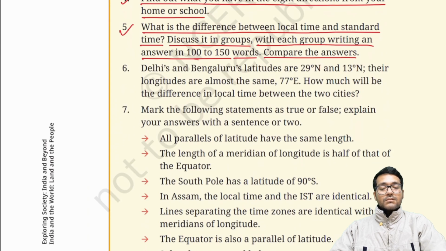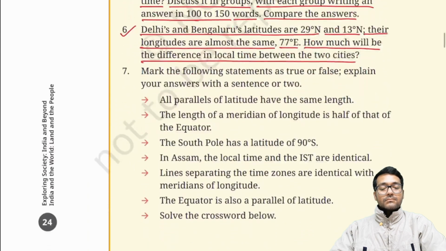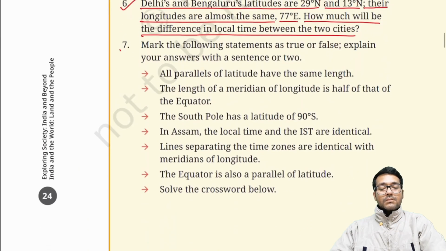Compare the answers. 6. Delhi's and Bengaluru's latitudes are 29° north and 13° north. Their longitudes are almost the same, 77° east. How much will be the difference in local time between the two cities? 7. Mark the following statements as true or false. Explain your answers with a sentence or two.